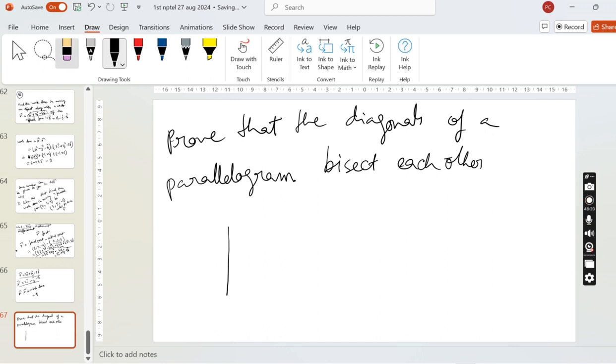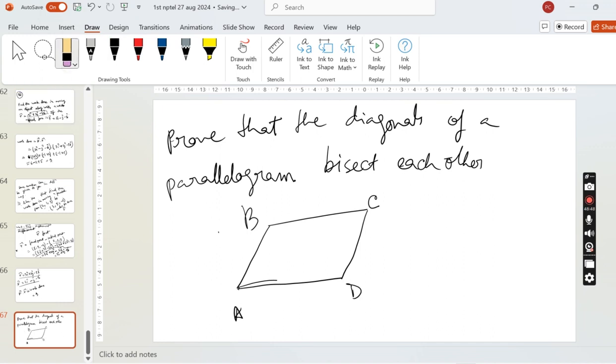So let us draw a parallelogram. Okay, so this is A, B, C, D. Now the diagonals are bisecting each other at point P. So AB is equal to a, BC is equal to b, DC is equal to a, and AD is equal to b.